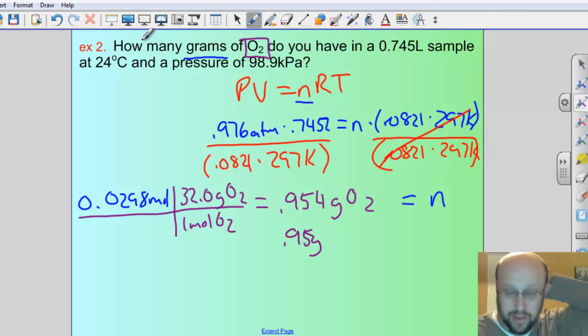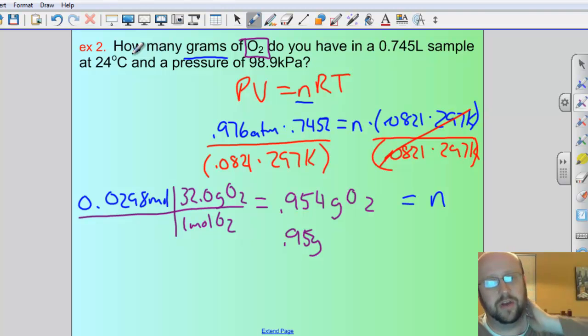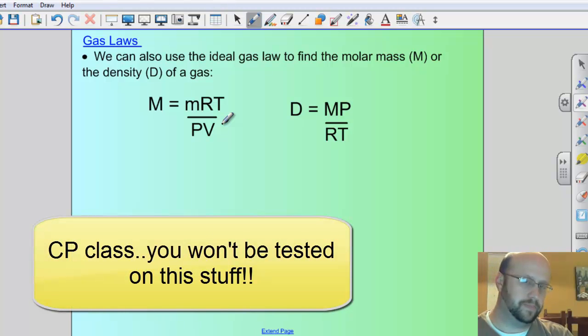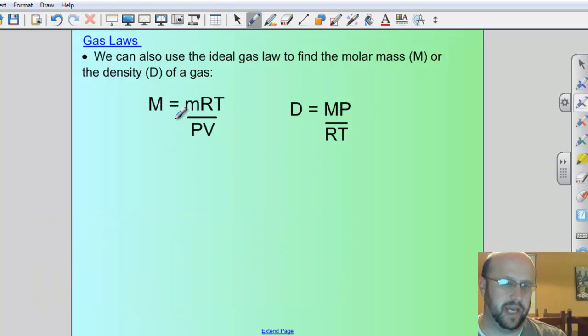Okay? So that's the basics of it. Now, it can get a little bit more complicated. I'm going to show some stuff that you may or may not be responsible for depending on which of the classes you're in. Certainly everyone can watch it, but specifically the honors level class, you guys are going to have to work a couple of problems like this. So, 2 new equations, right? You're like, oh my gosh, that's crazy. Okay, well, these are just reformulations of the ideal gas law.